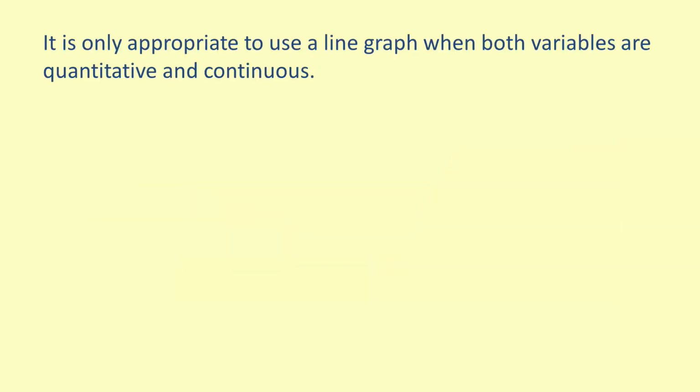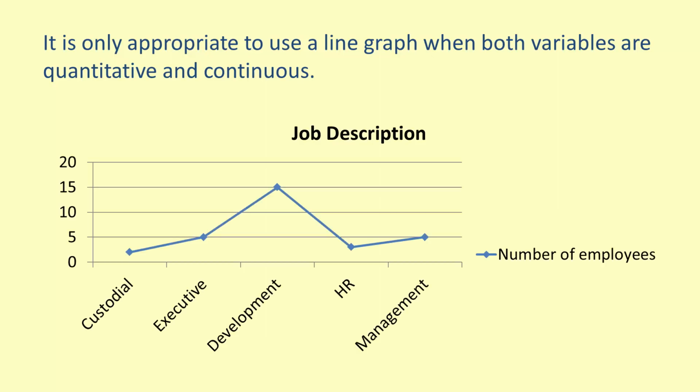It is important to use a line graph only in appropriate situations. If both variables are quantitative, then a line graph is appropriate. Otherwise, a different type of chart should be used to display the data. Here is an inappropriate line graph. The variable on the x-axis is categorical. There is no natural order to the categories, so it is not appropriate to use a line graph.